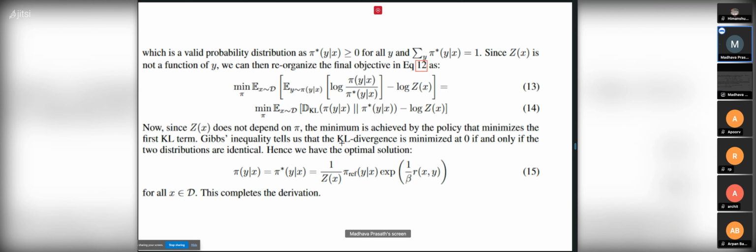So that's how you get the optimal policy for the prompt generation. Given the prompt, it is 1 by Z of x, times the reference, and the exponential of 1 by beta times the reward. So again, what does this reference do? How could you generate this reference? You should still have a reference data set.